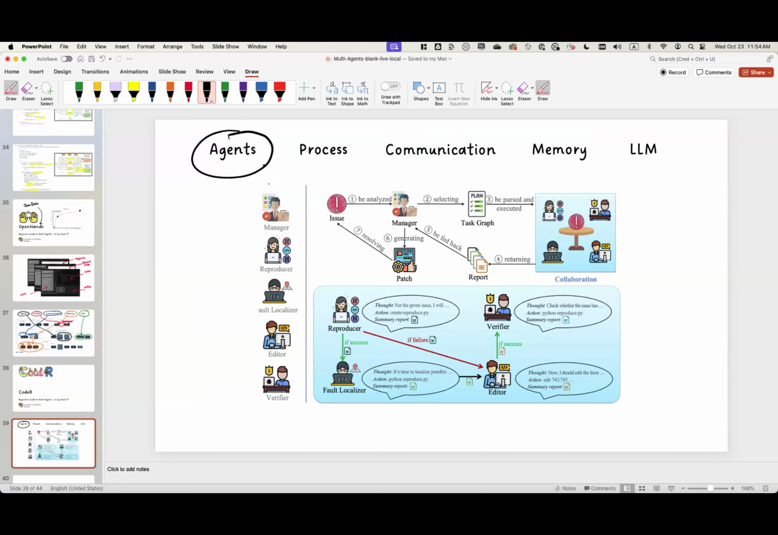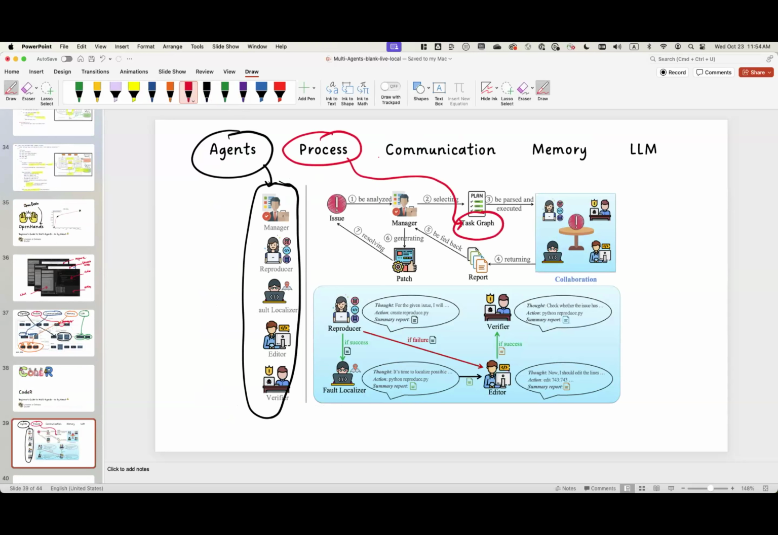So now look at the agents and the process. If you look at the process here, it's a task graph, well, it's a graph system. And communication, how is communication done? Is it a handoff? It is question answering. It turns out it's a new way of doing it: writing reports. So it's almost like Q&A, because the manager assigns something and they all write reports back. And then does it have a memory?